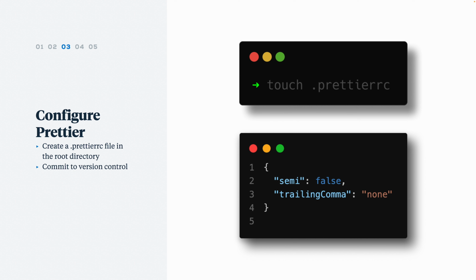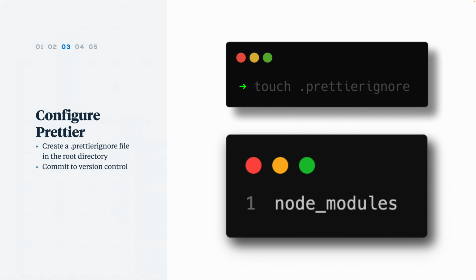We can now configure Prettier. We'll start by creating a .prettierrc file at the root of our project. This file will store our Prettier configuration options and should be committed to version control so that Prettier formats each team member's files the exact same way.